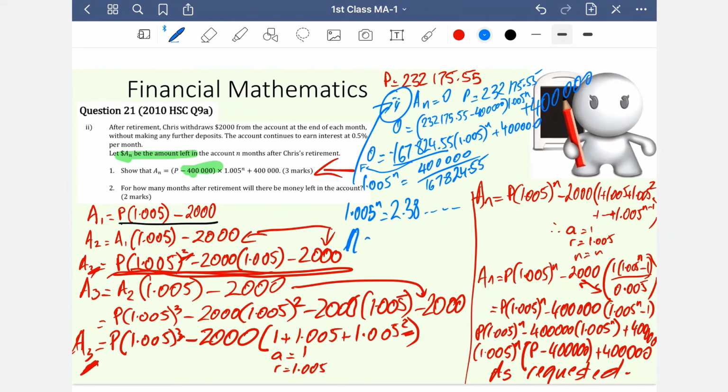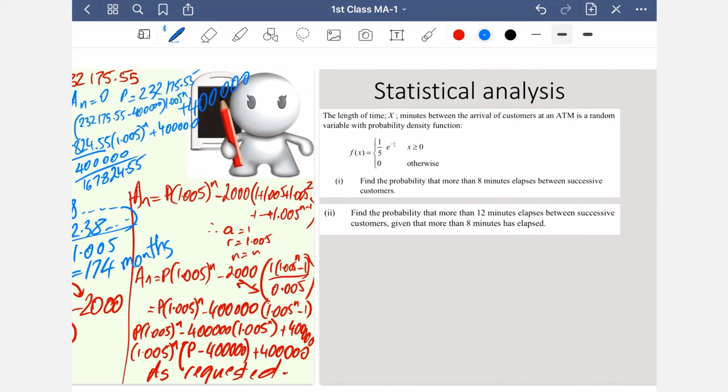So therefore n is equal to the log of 2.38 blah blah blah all over the log of 1.005, and we get n is equal to 174 months, which is the correct solution. Look, I hope you guys can make a little bit of sense out of this. It's definitely a lot of work to fit onto one slide, so obviously in an exam your working out would need to be more spread out.